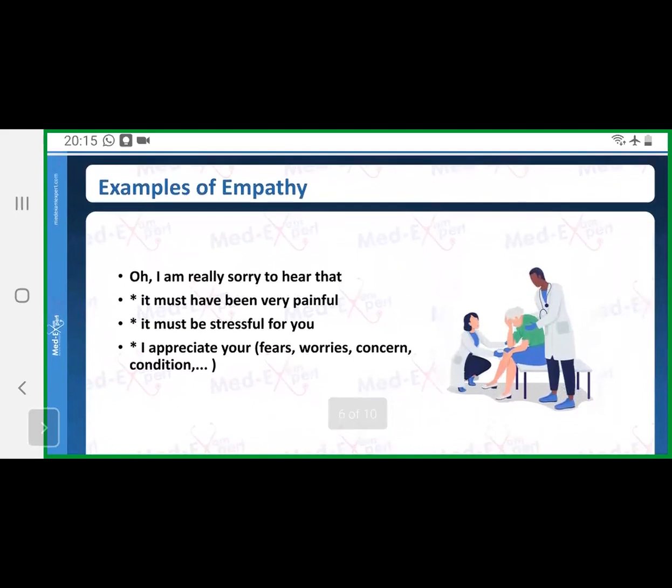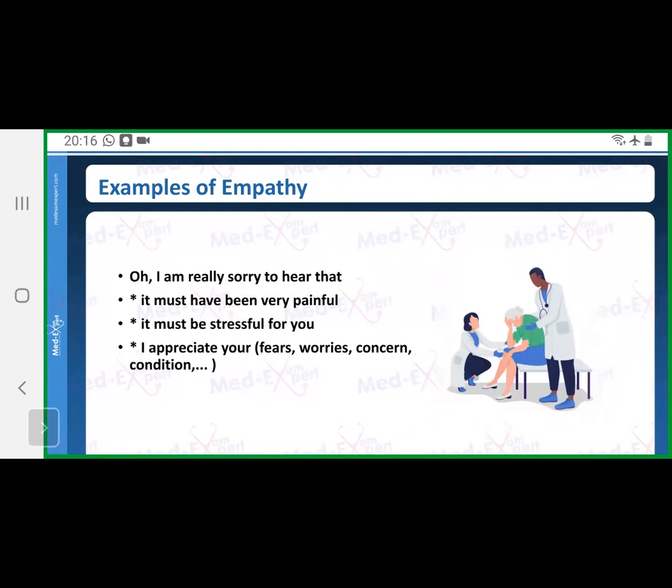So how are we going to be empathetic? We are going to use a few sentences. For example, if the patient says that he has been suffering from knee pain, you can say, oh, I'm really sorry to hear that. You can also say, it must have been very painful for you. If the patient is suffering from something emotional, you can say, it must be very stressful for you.